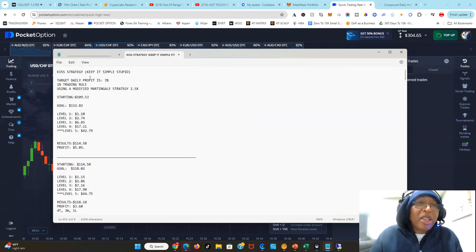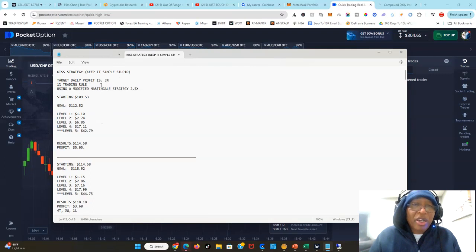So the key strategy means keep it simple, stupid strategy. For this student here, we are targeting a daily profit of 3%. You can change that to suit your needs, your risk tolerance. This is not cast in stone, but this is what works for most of our students, okay?